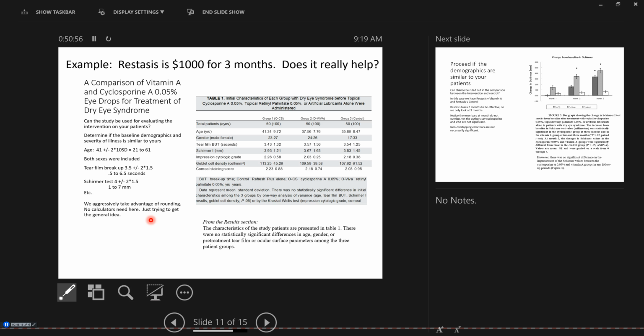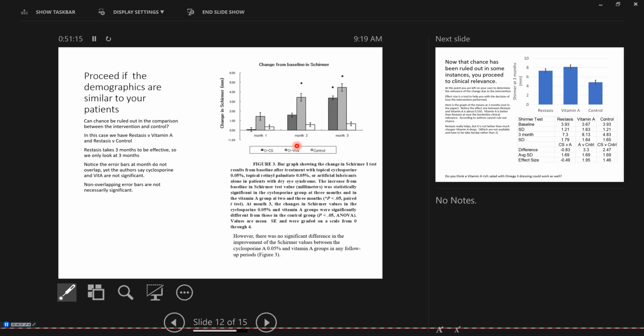So I want you to make sure you know how to do this. All this stuff over here is what we get out of a demographics table. When you read a results section, usually at the very beginning they describe their population, and that's where you want to match. Then you look to see if there was the same thing.